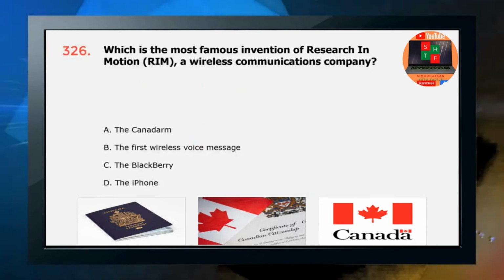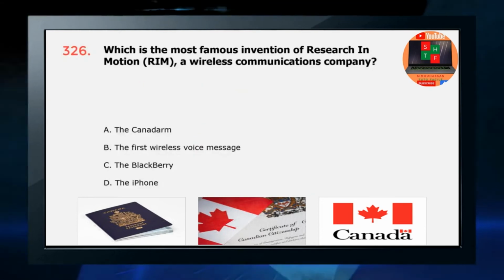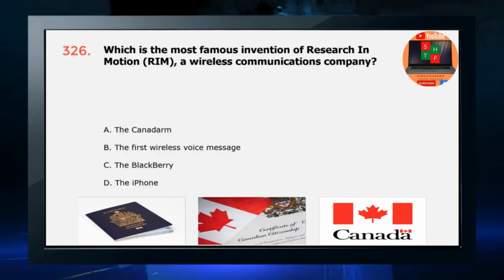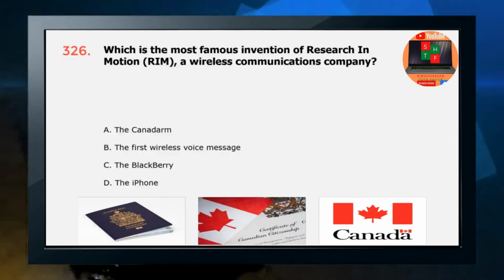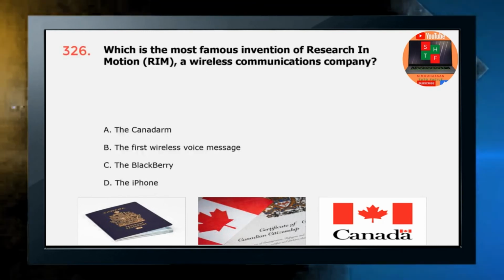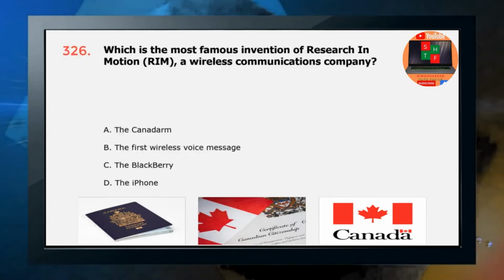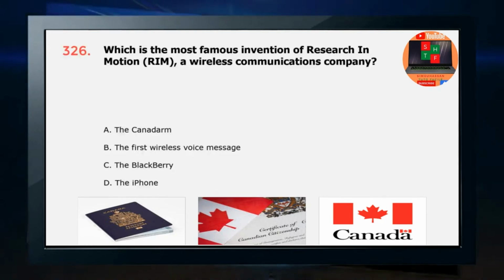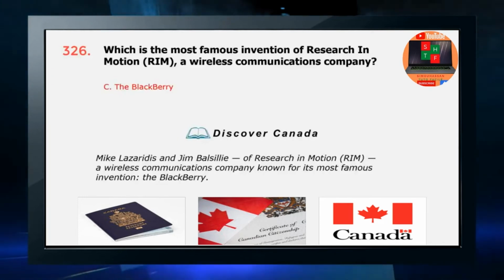Question 326. Which is the most famous invention of Research In Motion, RIM, a wireless communications company? A. The Canadarm. B. The first wireless voice message. C. The BlackBerry. D. The iPhone. The answer is C. The BlackBerry.